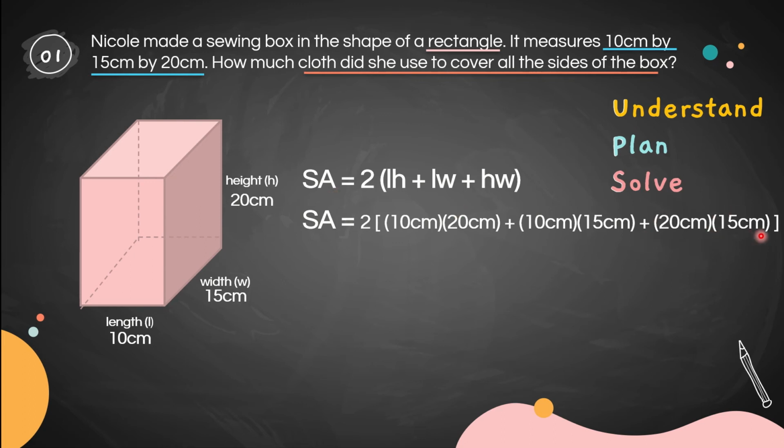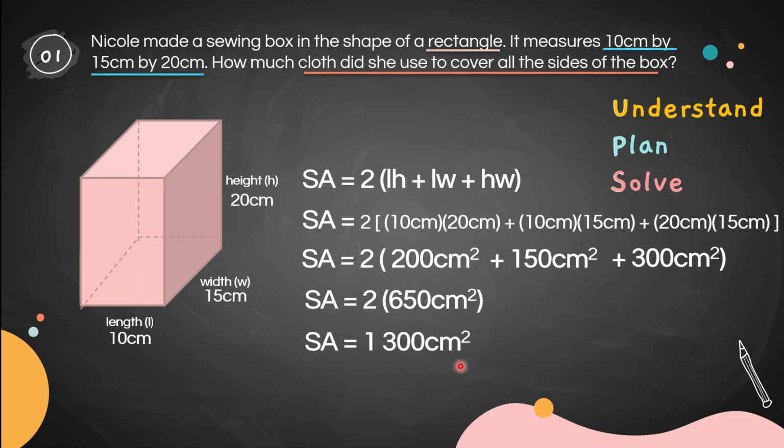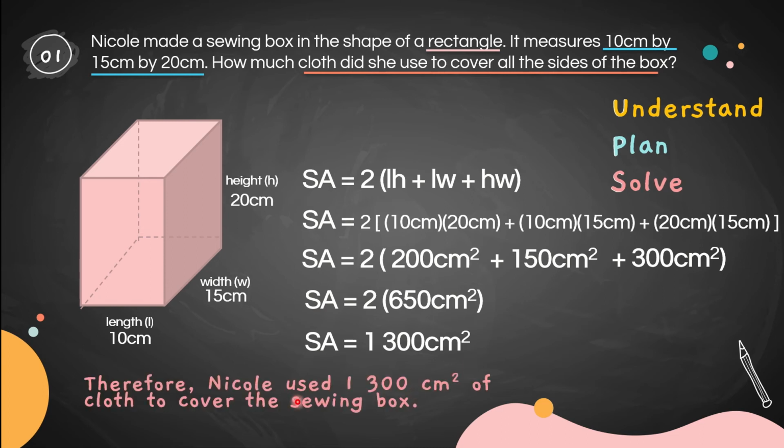So let us multiply first 10 and 20, so that would give us 200 square centimeters. And then plus 10 times 15, we have 150 square centimeters. Plus 20 times 15, that would be 300 square centimeters. So let's add 200 plus 150 plus 300, that would be 650 square centimeters, times 2, a total of 1,300 square centimeters. So therefore, Nicole used 1,300 square centimeters of cloth to cover the sewing box.